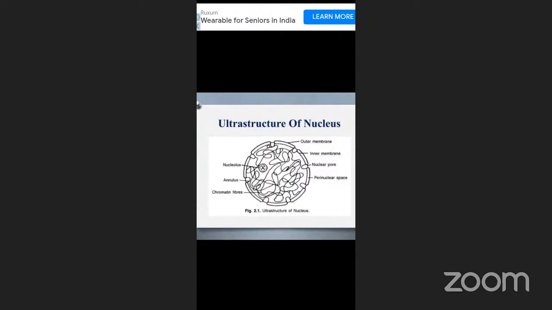So nuclear sap: the interior of the nucleus is filled with a transparent, granular, acidophilic fluid called the nucleoplasm, which contains RNA and hydrolytic enzymes.